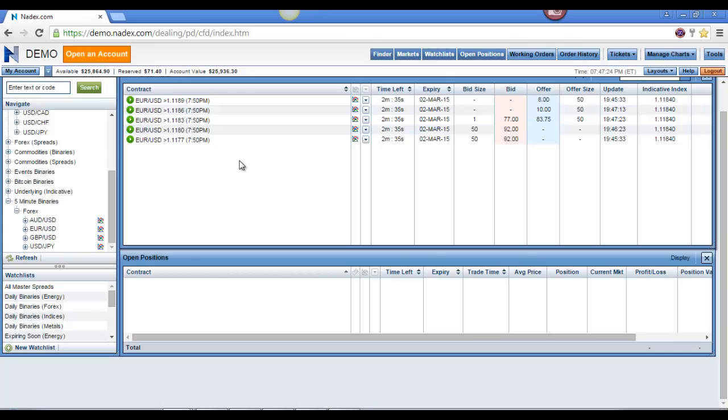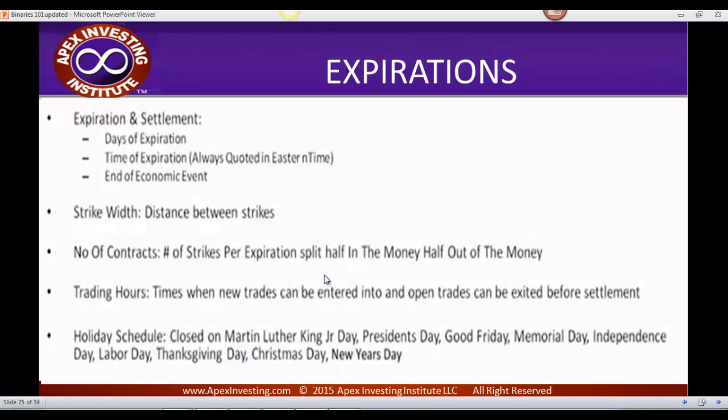Let's see here. Okay, so when you're buying, you're saying it has to be above. It has to be this or above. Okay? Or above this price. When you're selling, it's going to be that or below. Okay, Stephen? Yes, Rizio, all trades are based on Eastern time. Everything listed on the Nadex site here is Eastern time. Okay. All right, let's move forward here a little bit.